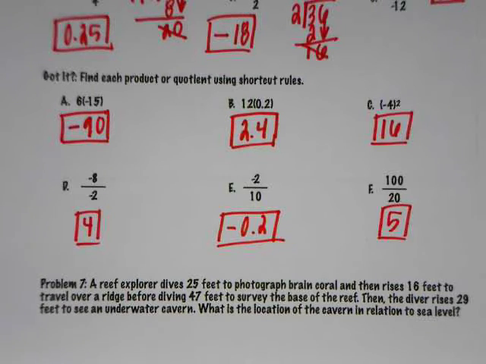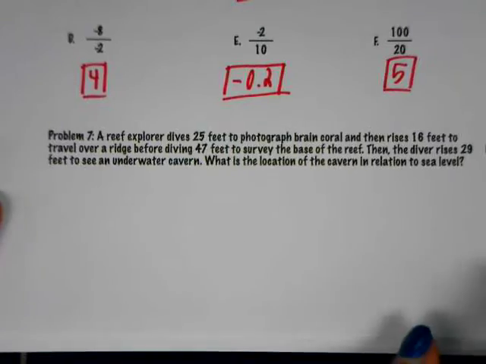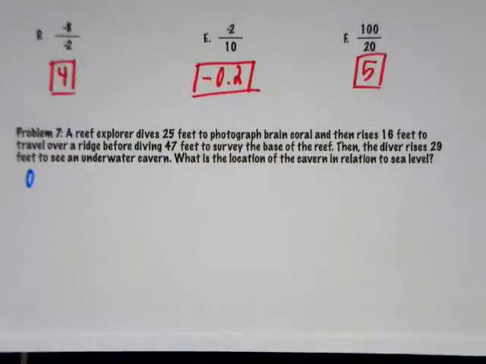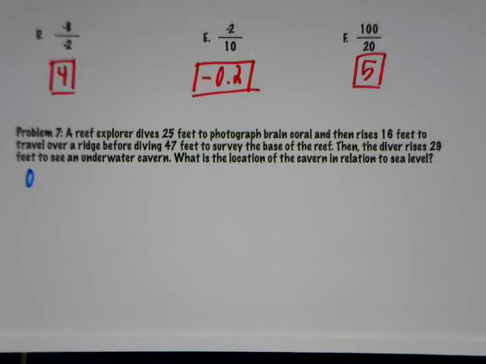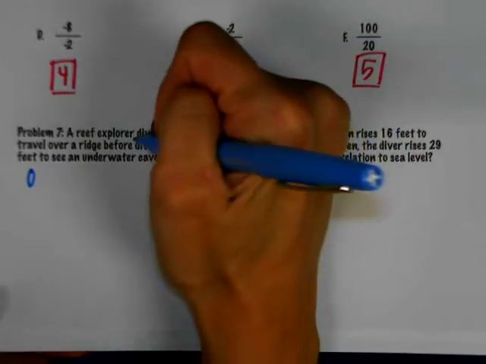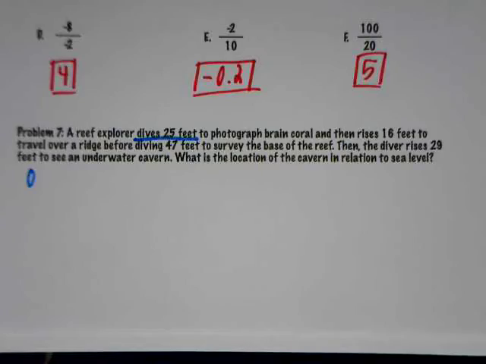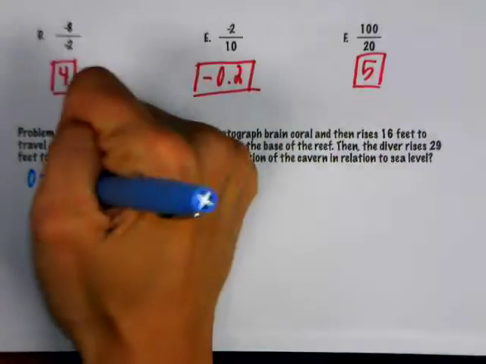So we're going to just kind of assume that this diver started at sea level, and we're going to call that 0, okay? So they're starting at 0. The point of this question is pretty much for you to figure out if certain words mean addition or mean subtraction, okay? So here, diving 25 feet, is that going to be up or down? Down, right? So it's going to be minus 25.